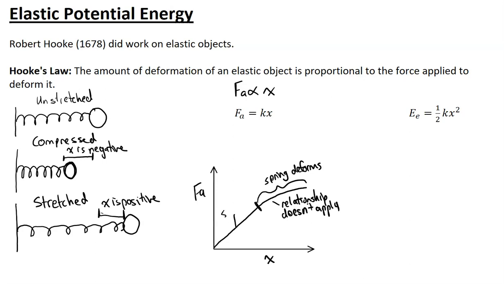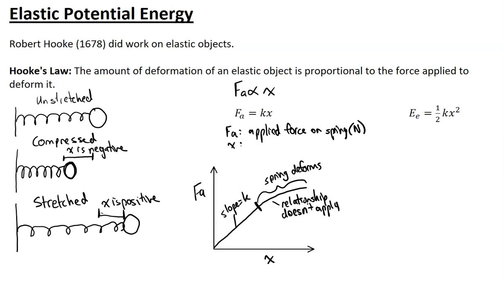Nonetheless, though, we can say the slope of this is k. And so if the slope of that is k, then we look at y equals mx, and the slope is k, so it's Fa equals kx. And that's where we get this equation from. And so what the Fa stands for is the applied force, the applied force that we're exerting on the spring. And that is a force, obviously, in newtons.